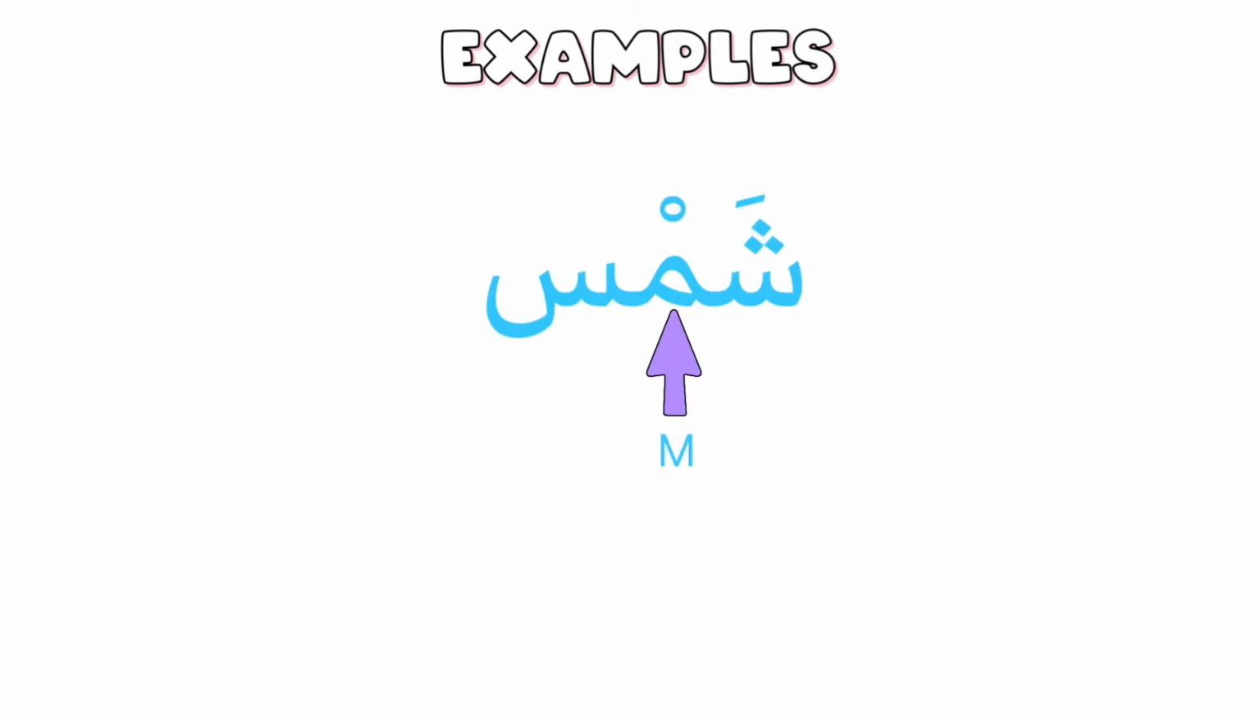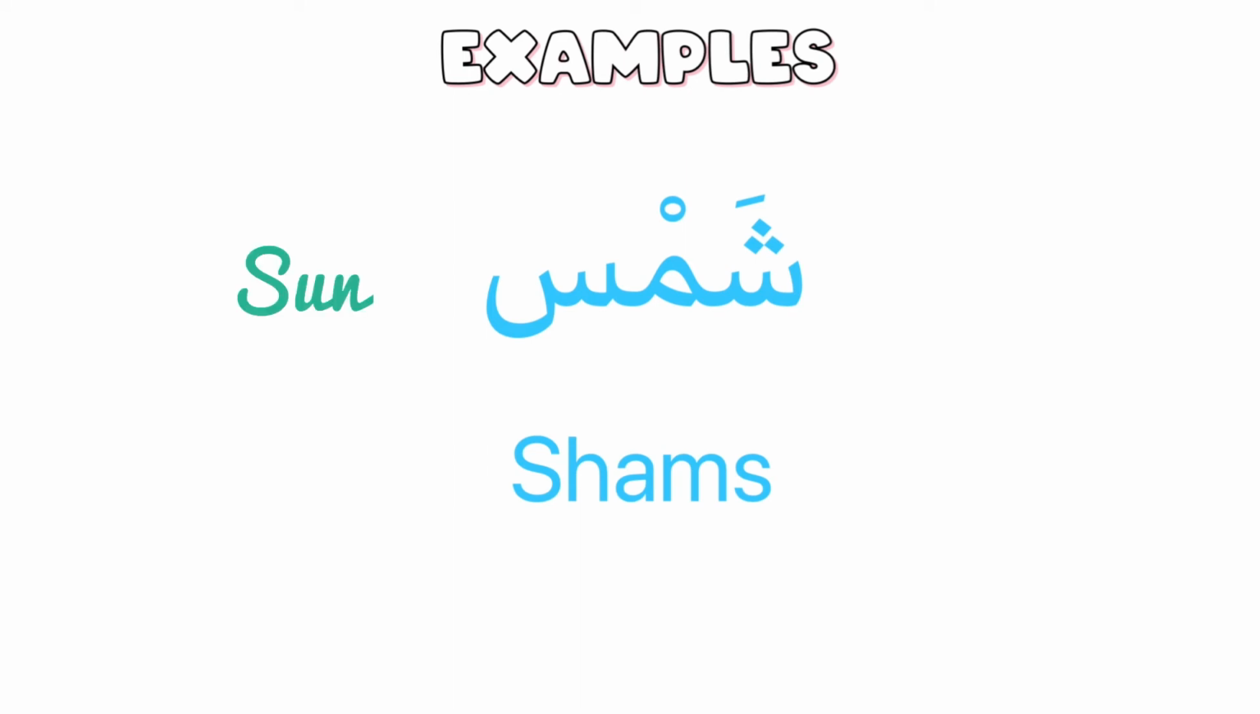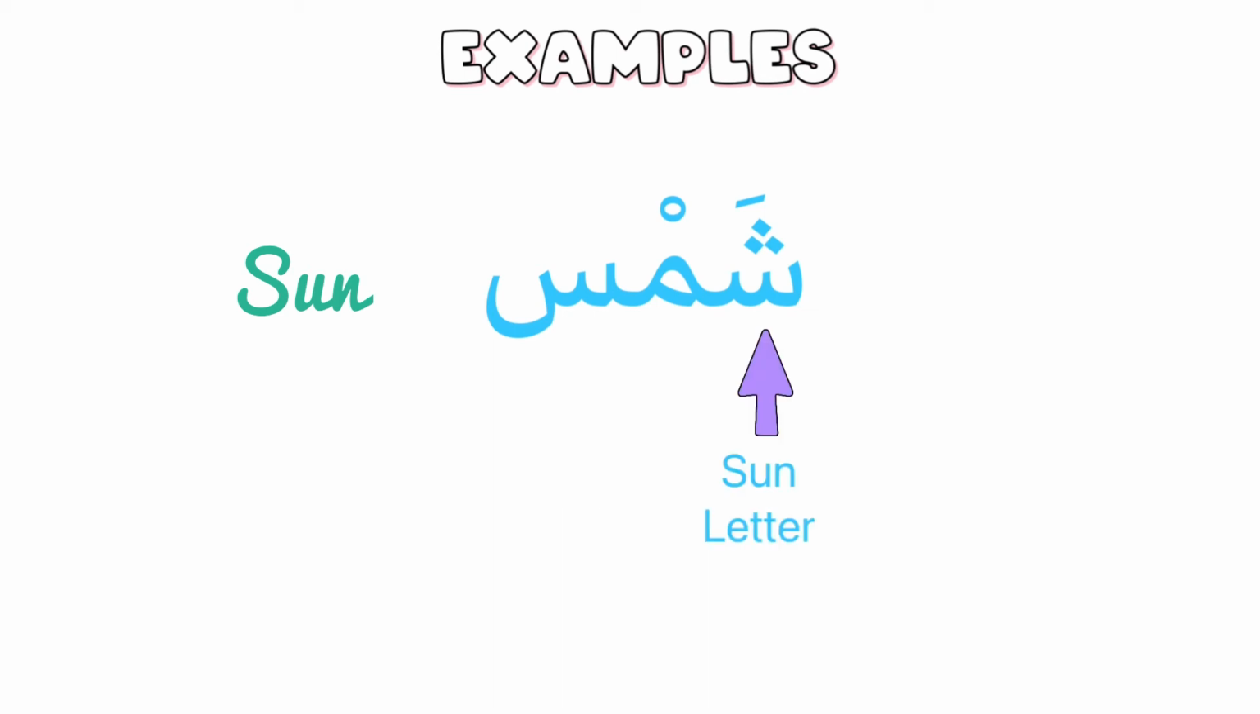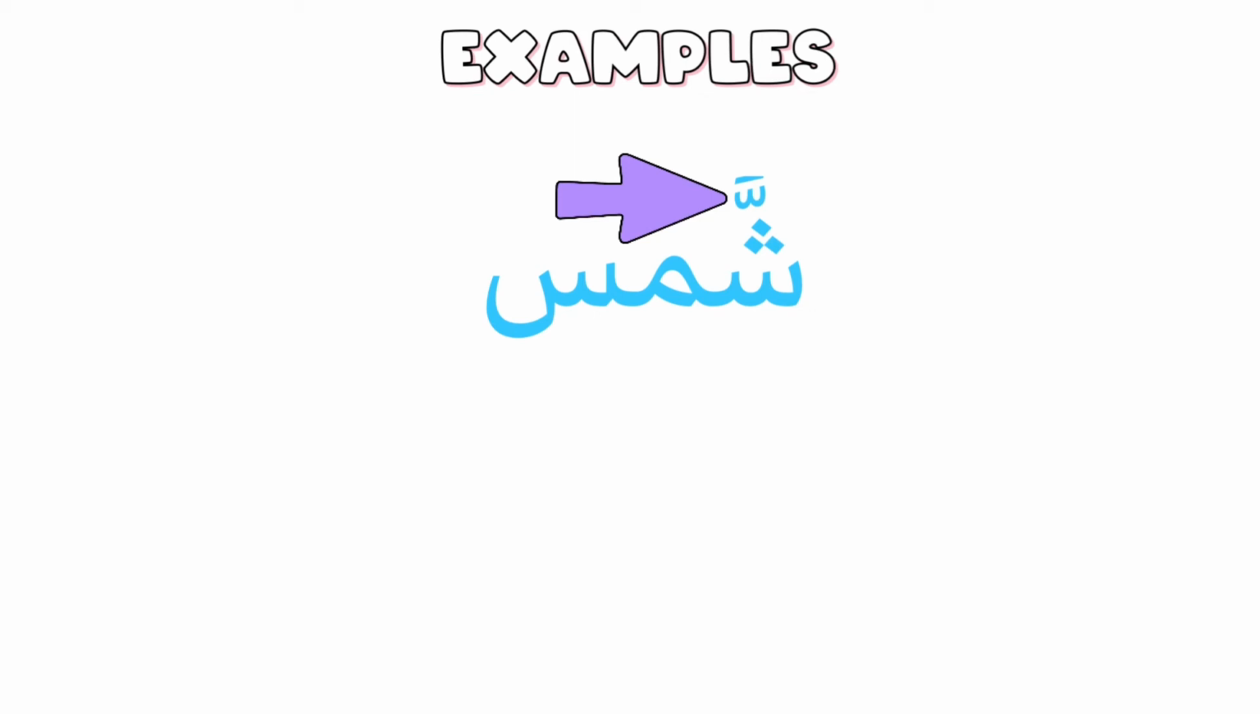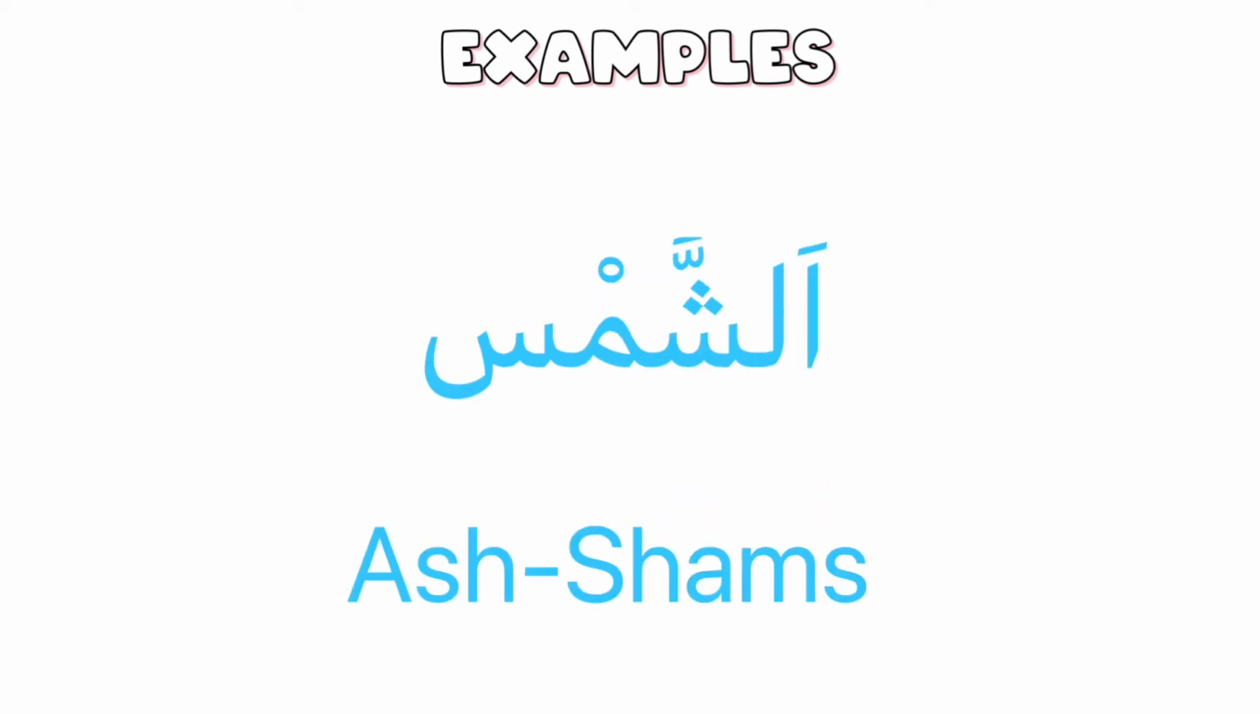The first example is this word, shams. Shams means sun. As you have seen, there is a fatha on the letter sheen. Now, if I want to say the sun, sheen is a sun letter, so we are going to add a shadda on top of sheen, making it sound like ash-shams and not al-shams. It is wrong to read it like that. It's ash-shams.